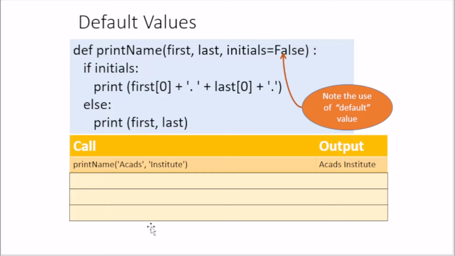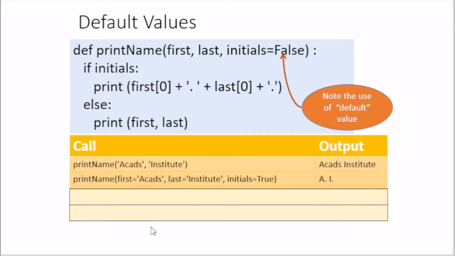For example, here we have called the print name function by passing only two inputs, ACADS and institute. The third parameter we haven't specified. As we haven't specified the third parameter, the third parameter's default value will be used. So here during the execution, as the default value is false, if initial is false, it is going to print the first and second arguments like that only.